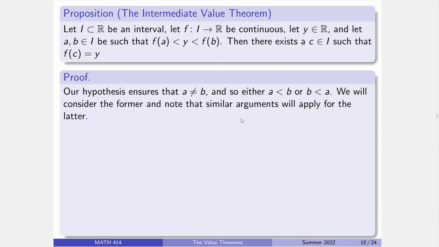The first thing to note from our hypothesis is that A and B cannot be equal. Right? F of A is not equal to F of B, so A and B have to be different things. So either A is less than B or B is less than A, and we'll do the case that A is less than B. If B is less than A, you just relabel them.